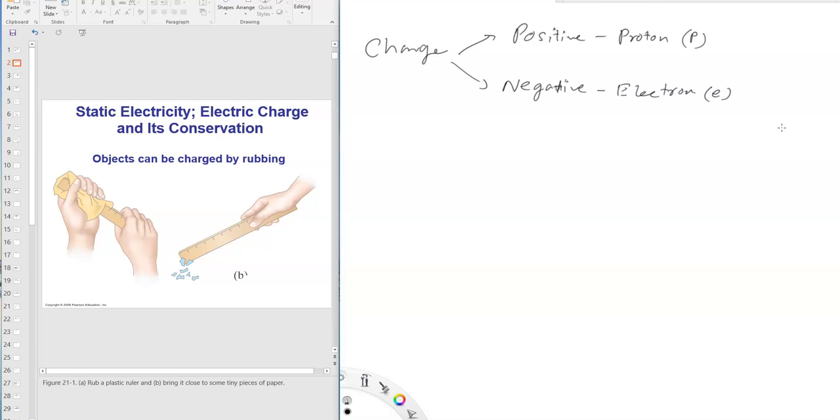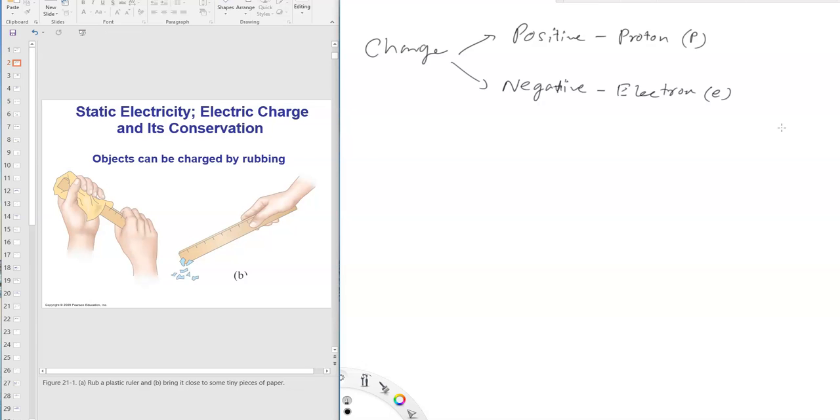In the diagram, you see that a person has a wooden ruler, like a meter stick, in hand, and he's rubbing it with a piece of cloth. This is something you can try at home. Take a piece of wood, or a piece of plastic like a pen or a pencil. Rub it against a piece of dry cloth vigorously for a minute or so.